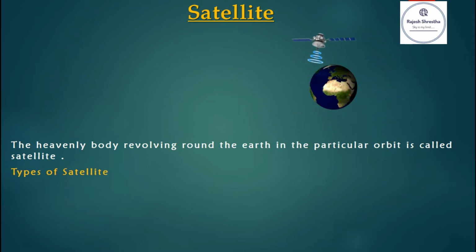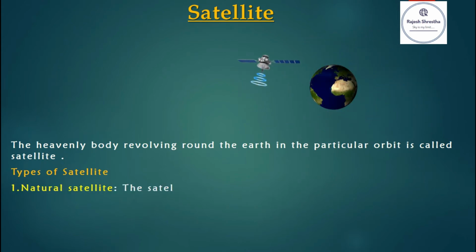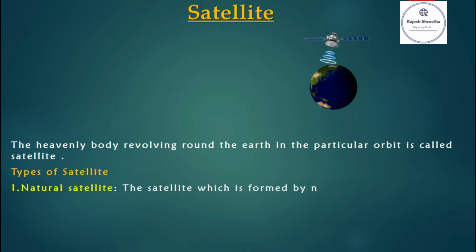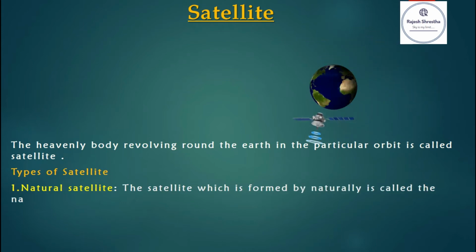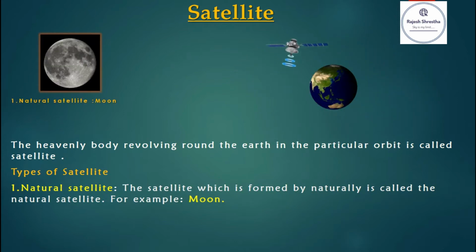Now let's talk about the natural satellite. A natural satellite is a satellite which is found naturally. For example, the moon. The example of the moon we have seen in picture 1. The natural satellite for our earth is the moon, okay?